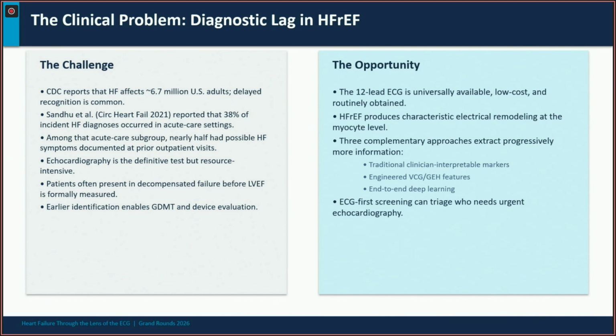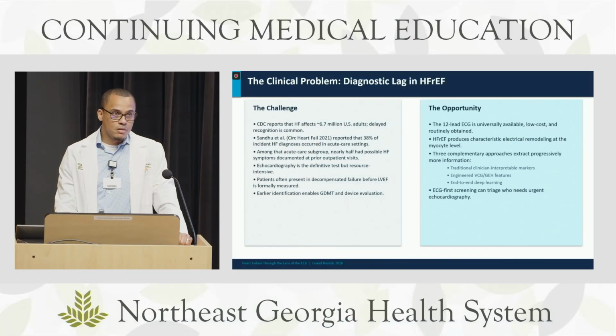The main challenge here is that in the US, we have about 6.7 million individuals suffering from heart failure. Out of those, 38% are initially diagnosed in the acute setting in the hospital. And out of those 38%, half of them showed symptoms suggestive of heart failure before coming into the hospital. That suggests there's a diagnostic lag in heart failure.